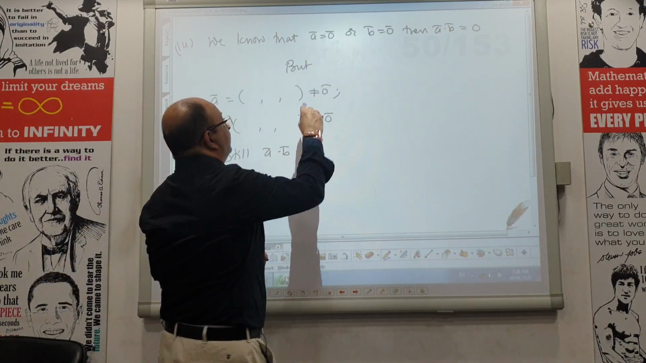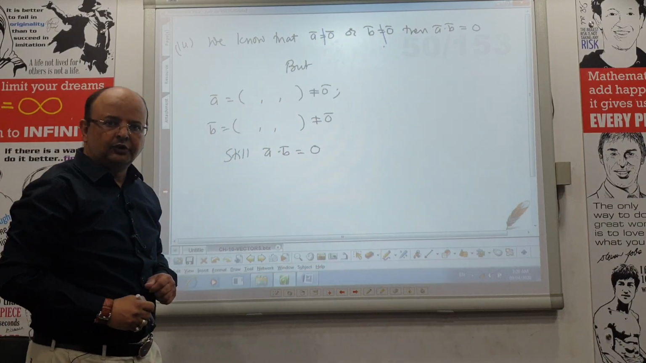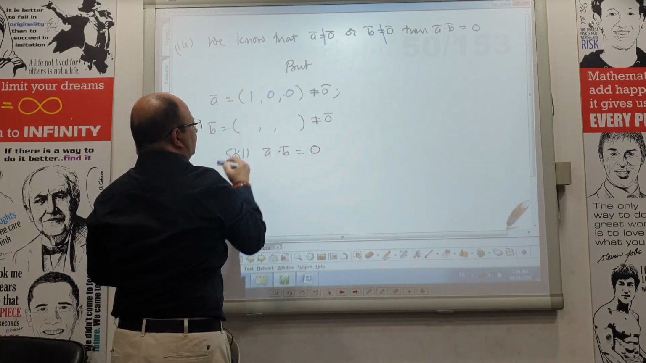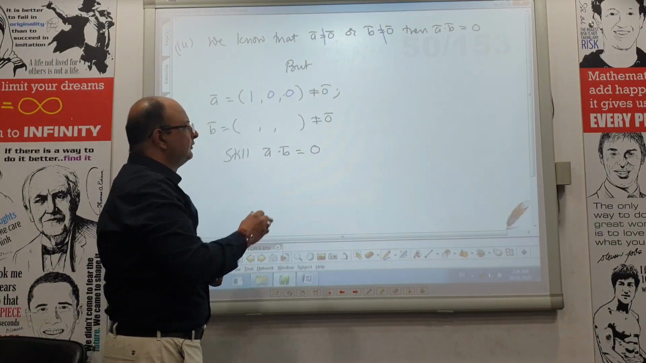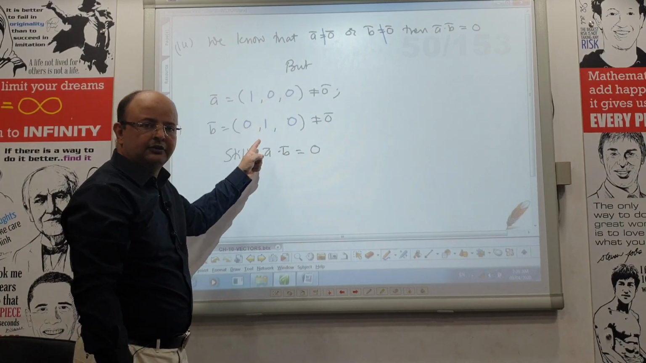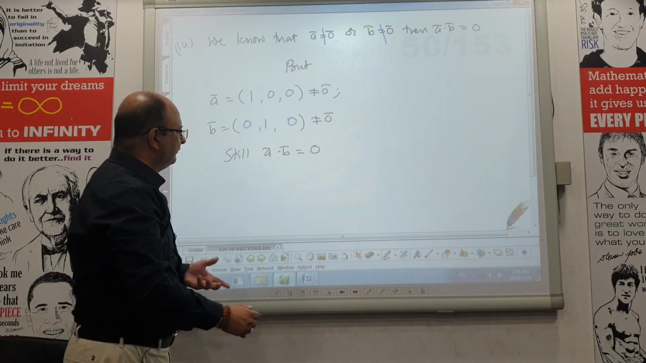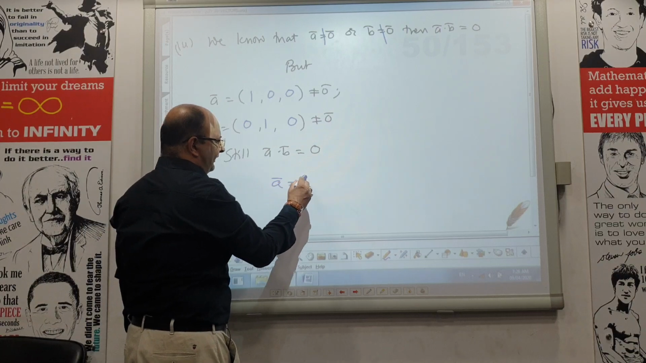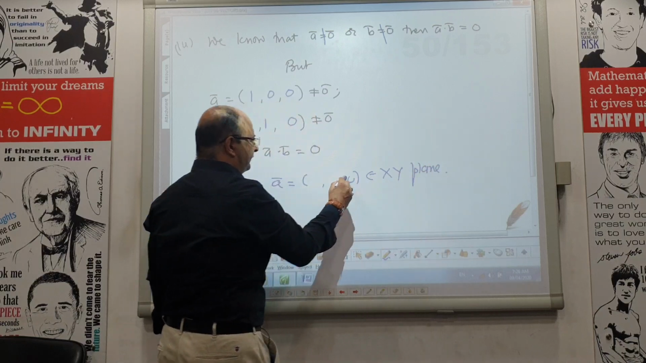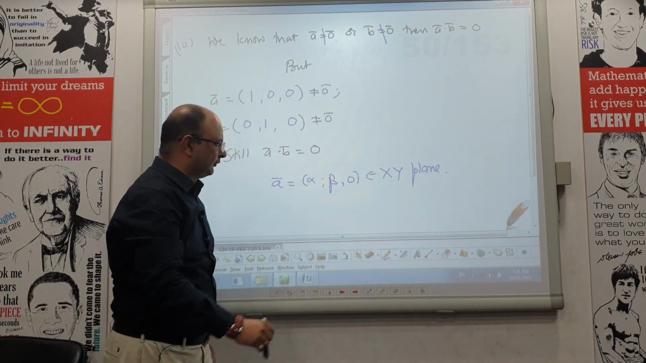I am going to give you this example. a bar is not 0 bar, b bar is not 0 bar, but a bar dot b bar is 0. Suppose we go for the simplest example. a bar I choose to be 1 0 0, b bar I choose to be 0 1 0. Neither a bar is 0 bar nor b bar is 0 bar, but a bar dot b bar is 0. In fact, you can choose any non-zero vector in your xy plane, meaning z coordinate is 0, alpha beta 0, where either alpha is not 0 or beta is not 0.